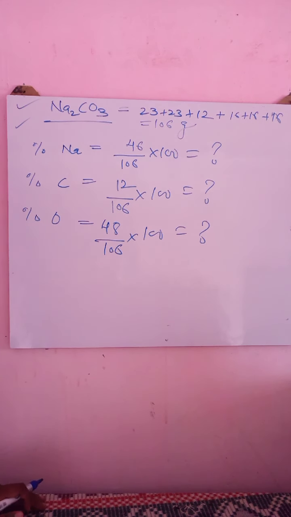This is the way to find the percentage of different elements present in a compound, and this is called percentage composition. As I told you in the definition, the percentage composition of a compound is the percentage by weight of each element present in the compound.